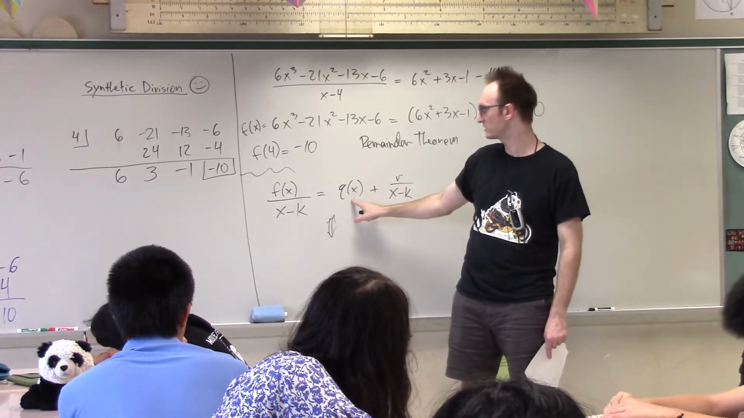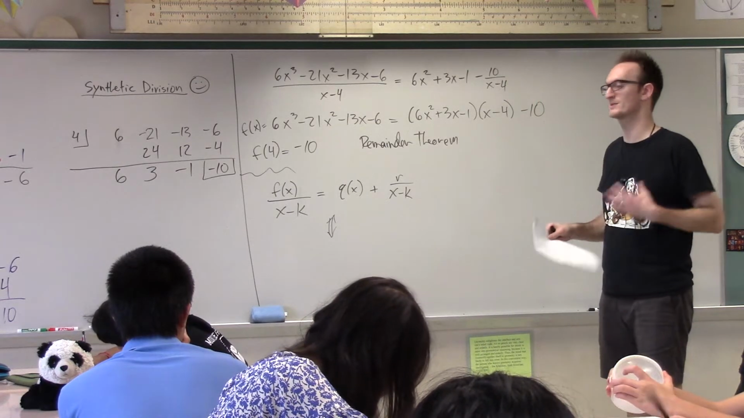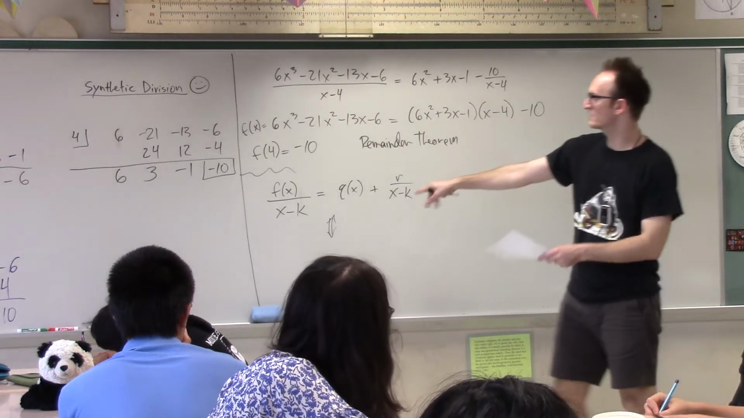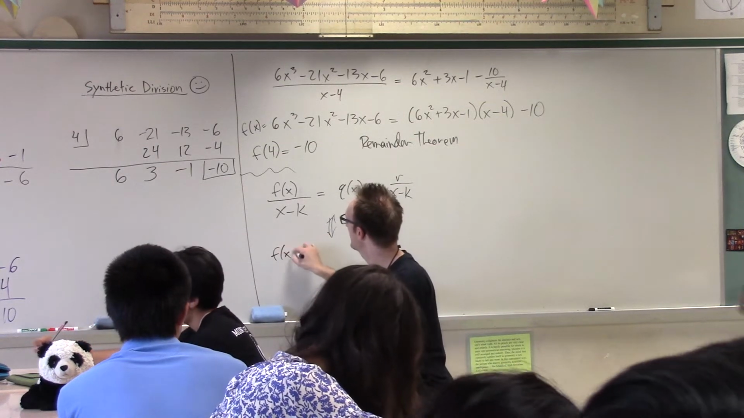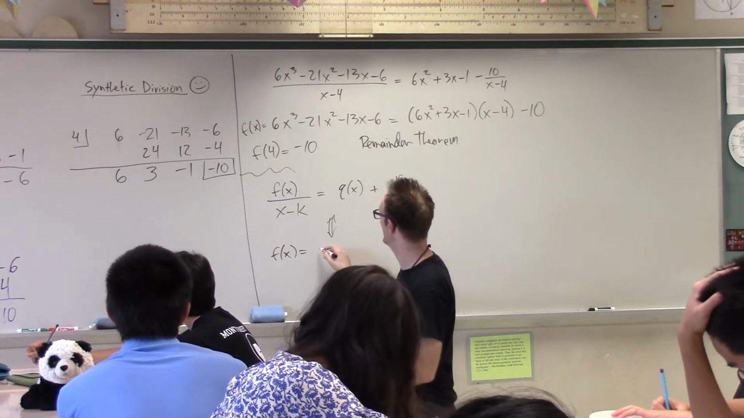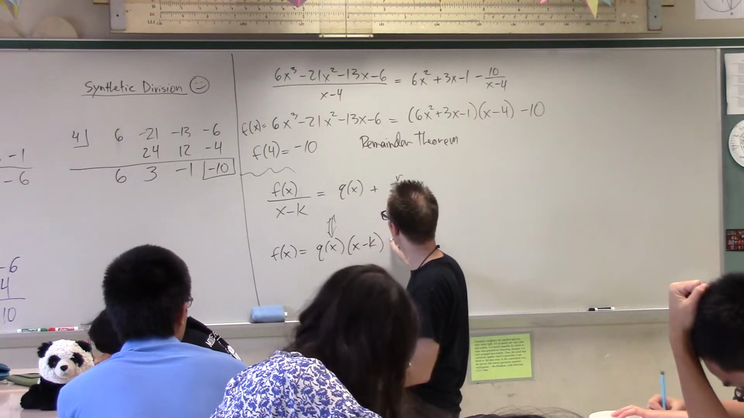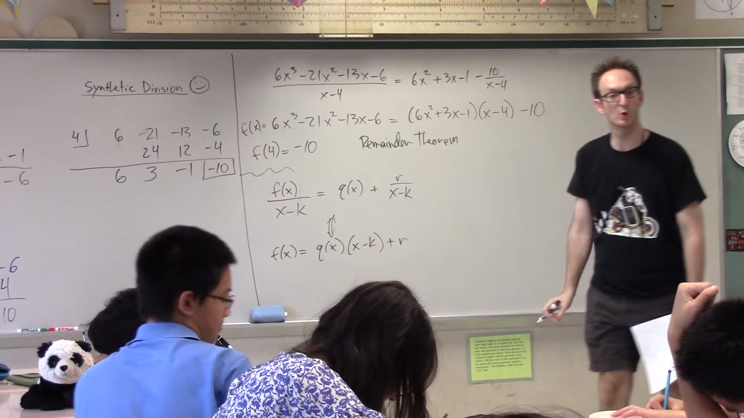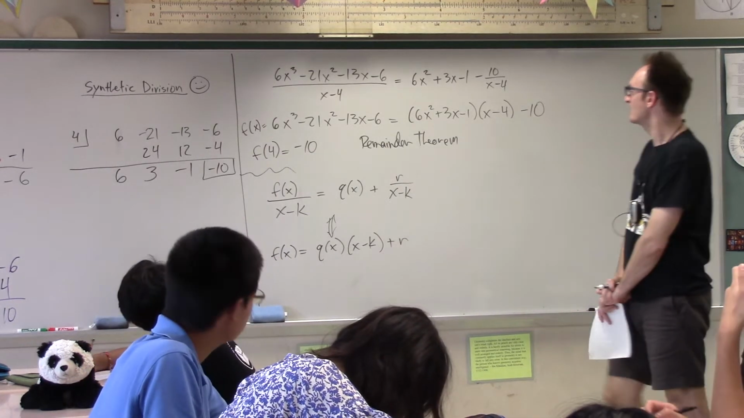I get a quotient plus the remainder. Right, the remainder of x again. What you're saying is what I'm about to do, which is to say that another way of thinking about this is to say that f of x is q of x times x minus k plus r. Cool? Okay, cool. And now we get to state the remainder theorem.